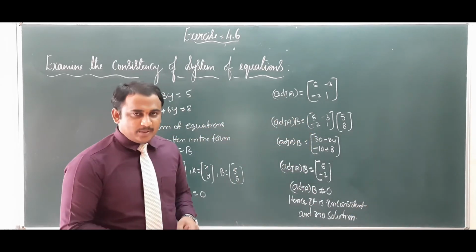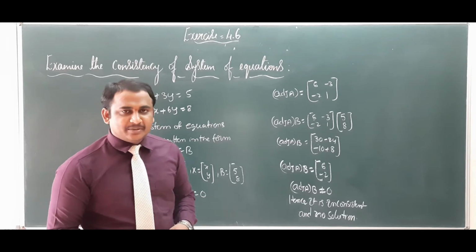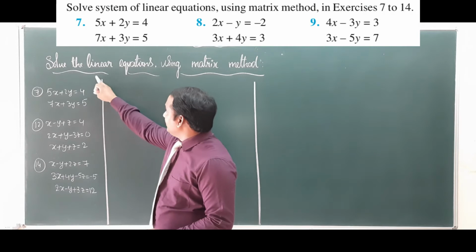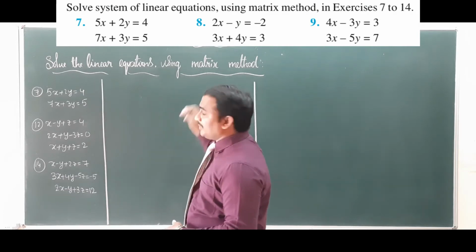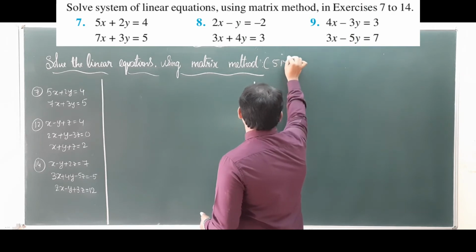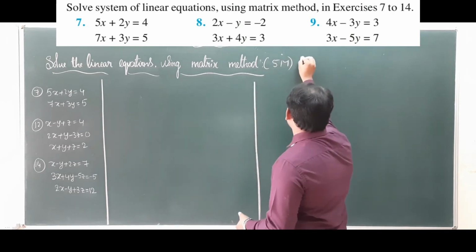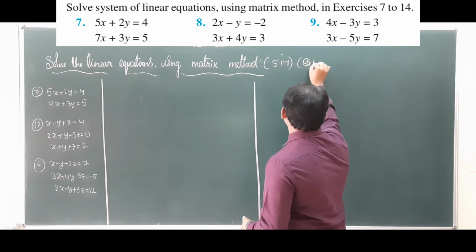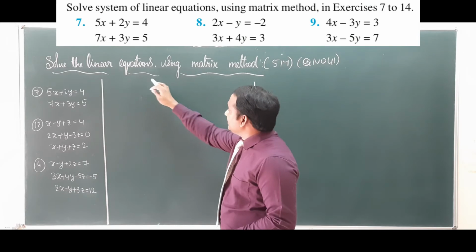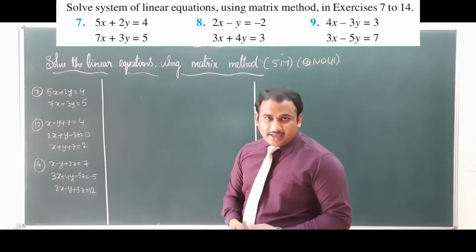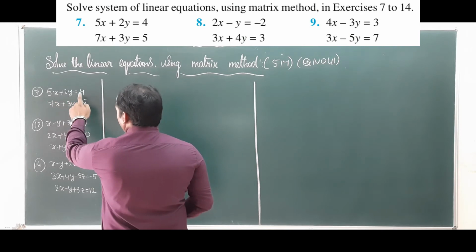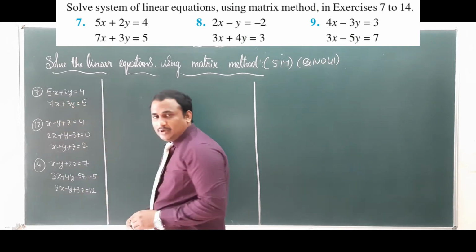Remaining 3 problems you solve. Next we will see question number 7. Question number 7, they are asking to solve the linear equations using matrix method. In this concept, they will ask one 5 marks question, question number 41 in the question paper. First question number 7, we will see 5x plus 2y equal to 4, 7x plus 3y equal to 5.